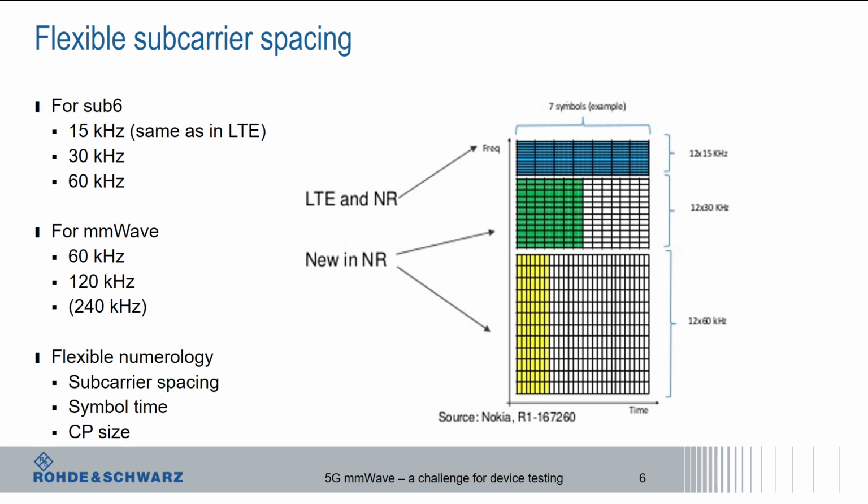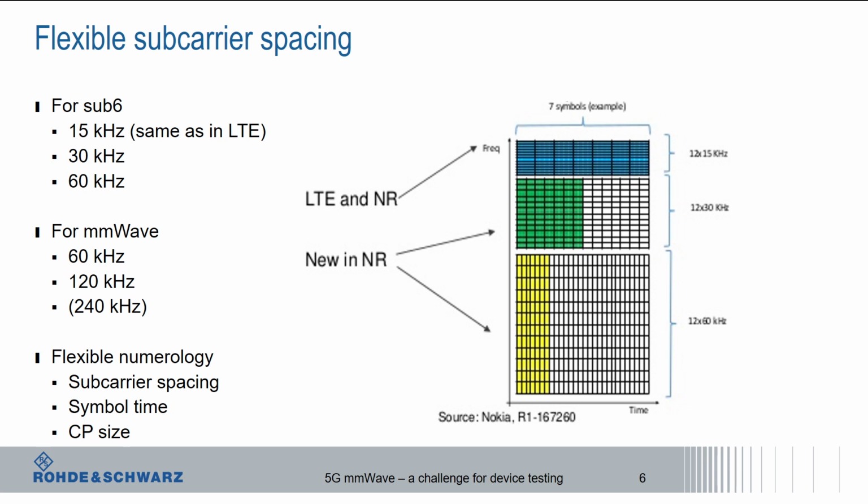So we can place orthogonal subcarriers at 15 kilohertz or 30 kilohertz or 60 kilohertz distance to each other for FR1. And if it comes to FR2, we even have 120 kilohertz as a possible subcarrier spacing, and 240 kilohertz for control signals only, not for data. That's why I put it in brackets here.